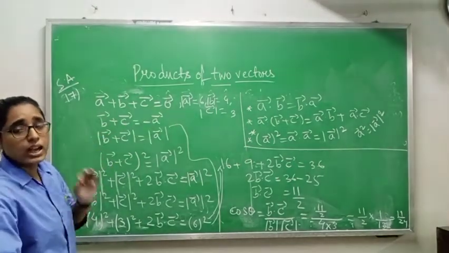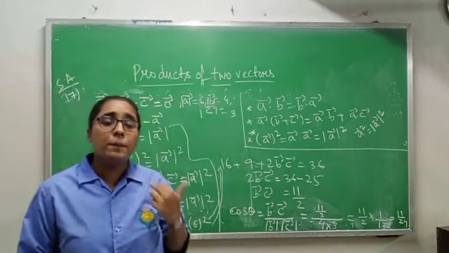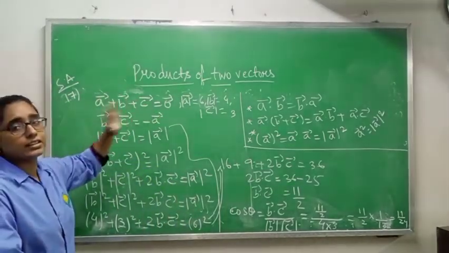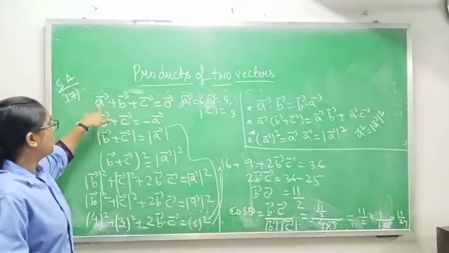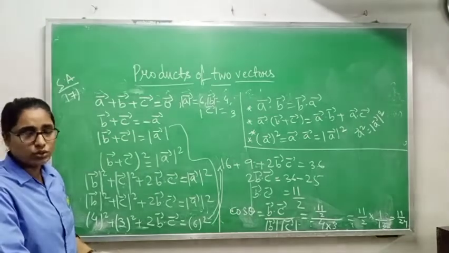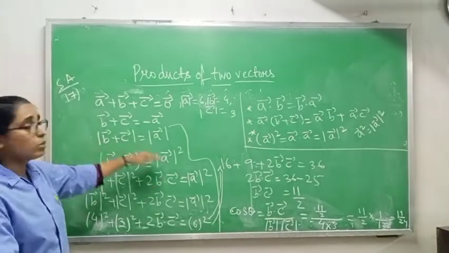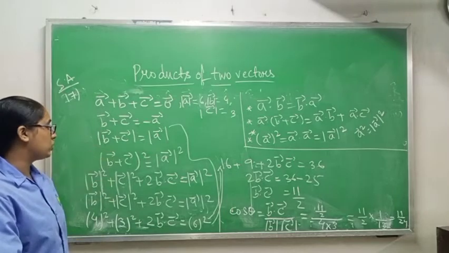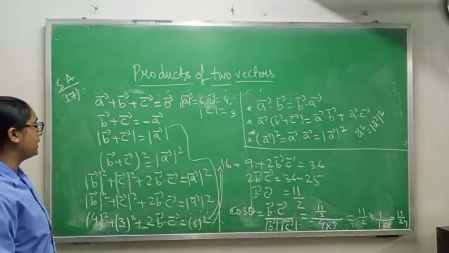But in the question they are asking the cosine of the angle between b and c. That is why I am keeping b and c this side and taking a that side. So the plus a vector will go that side and become minus a vector, and the zero vector will give you 0. Now I am taking the mod on both sides, and after that I am squaring both sides.